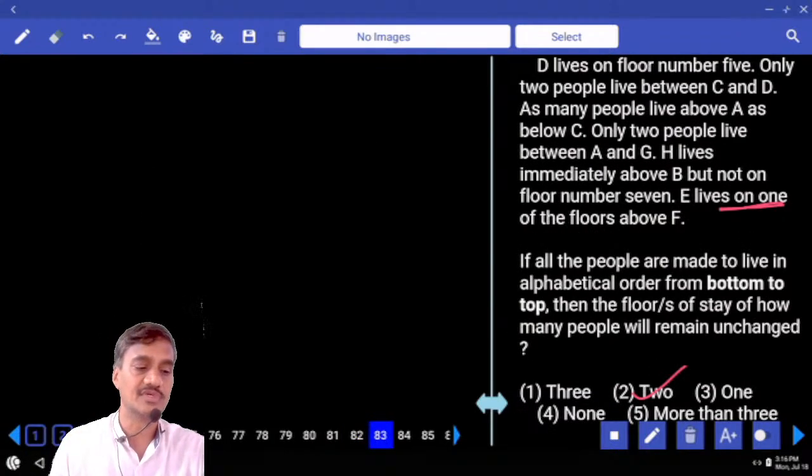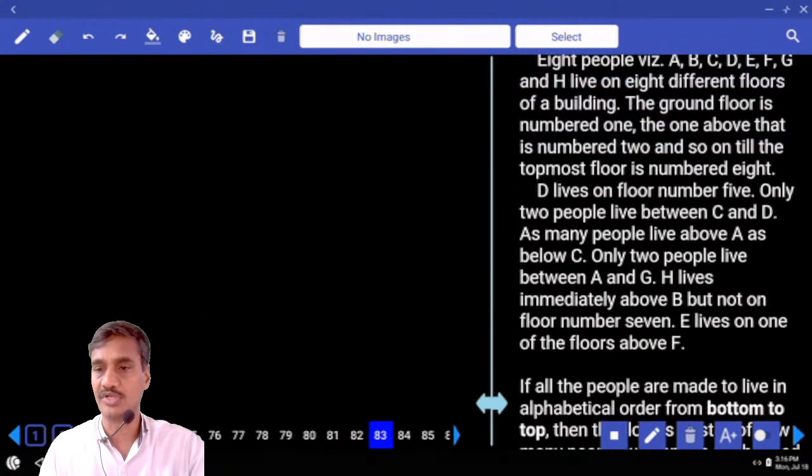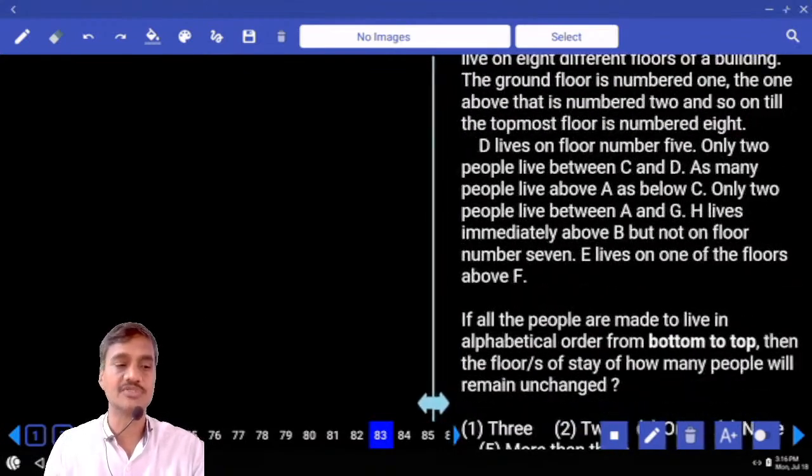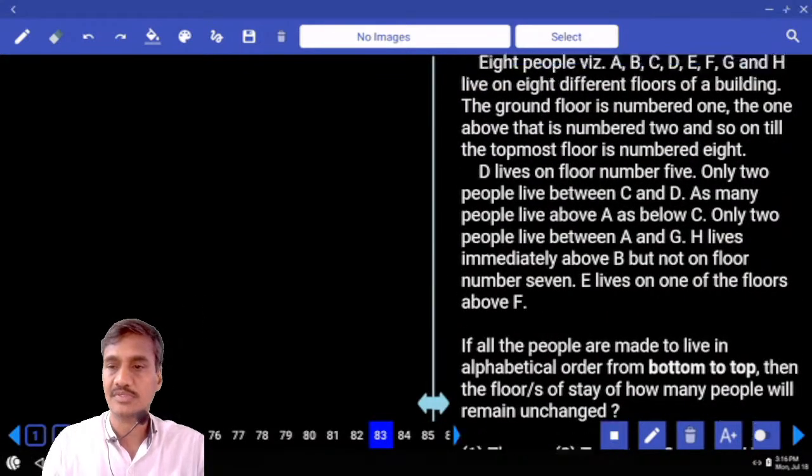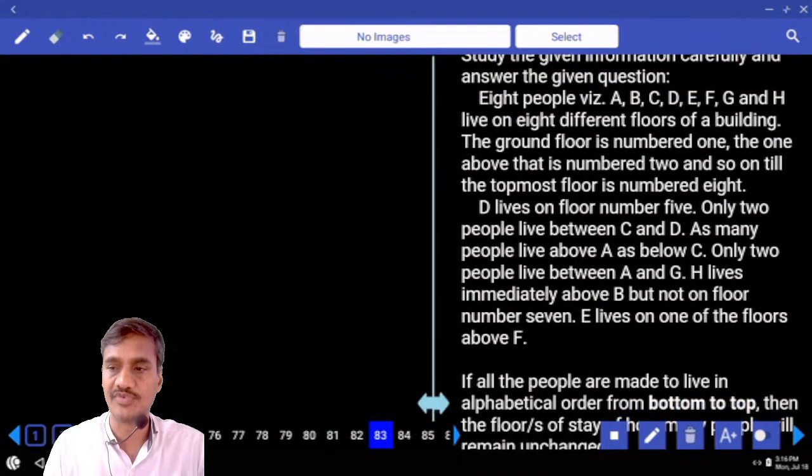Then 83 onwards. Now it is based on floor arrangement. How many persons are there? 8 persons. They are staying in 8 different floors of a building.